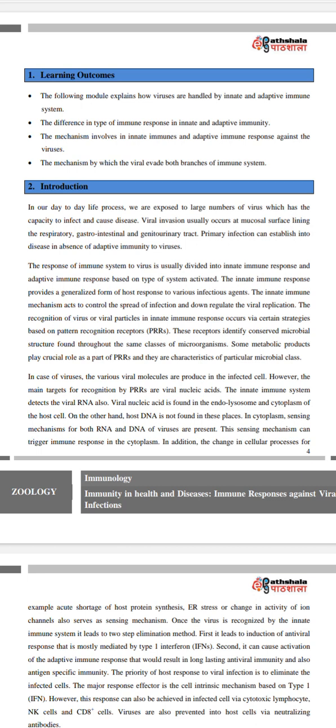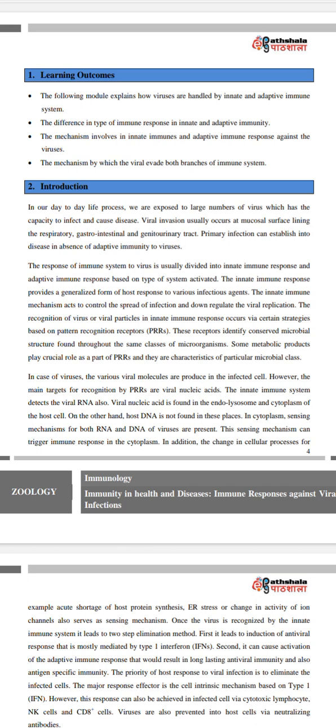The recognition of virus or viral particles in the innate immune response occurs via certain strategies based on pattern recognition receptors (PRRs). These receptors identify conserved microbial structures found throughout the same classes of microorganisms. Some metabolic products play a crucial role as a part of PRRs, and they are characteristic of a particular microbial class. In the case of viruses, various viral molecules are produced in the infected cell. However, the main targets for recognition by PRRs are viral nucleic acids.